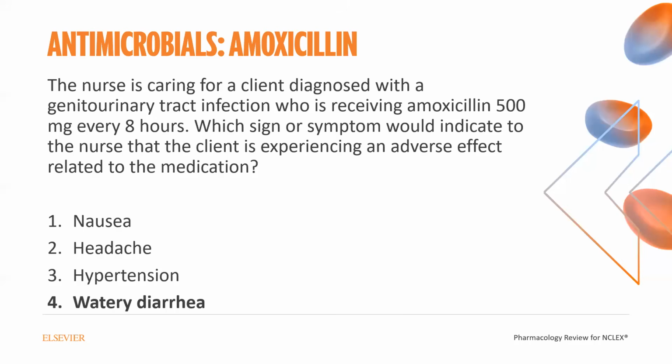antibiotic-associated colitis. So that's important to remember because that results from the altered bacterial balance in the intestines. Signs and symptoms include abdominal cramps, severe watery diarrhea, and fever. Side effects of the medication include some gastrointestinal disturbances such as mild diarrhea, nausea, and vomiting, and headache, and oral or vaginal candidiasis. Now, hypertension is not associated with the use of this medication.